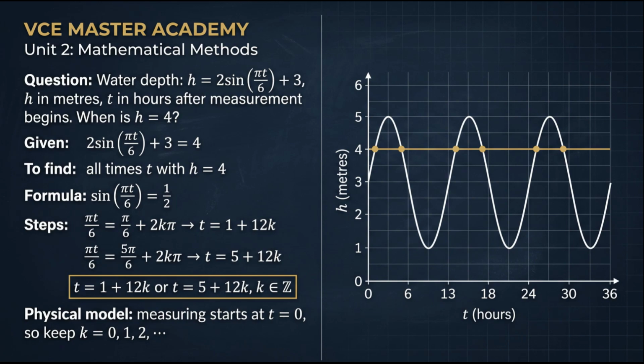One last note. Only now. The clock starts at t equals 0. Negative times mean nothing here. So for the boat, keep k at 0, 1, 2, and so on. Maths first, complete.